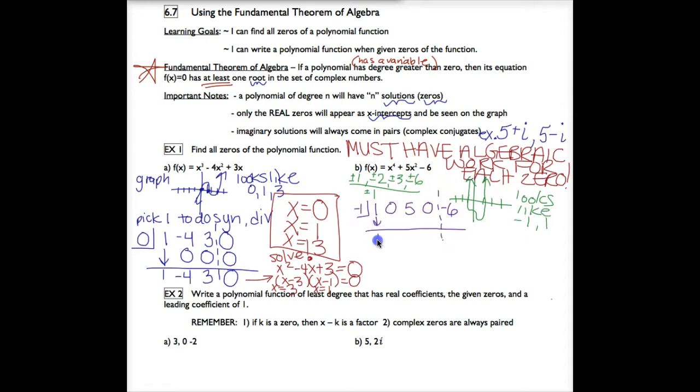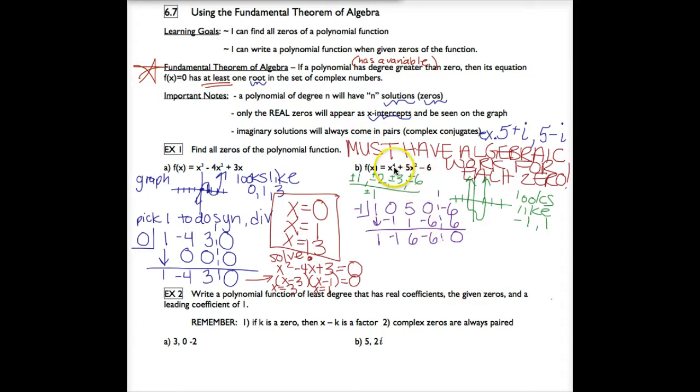So now bring down my 1. Box times bottom is -1. Add. Box times bottom again. This time is +1. Add to get 6. Box times bottom is -6. Add. Multiply. And I do get remainder 0. So -1 is indeed one of my zeros.